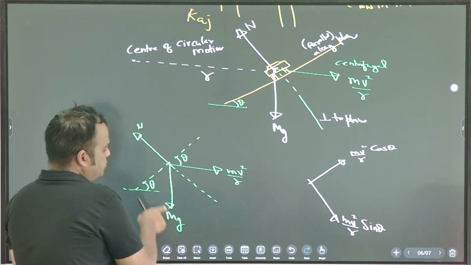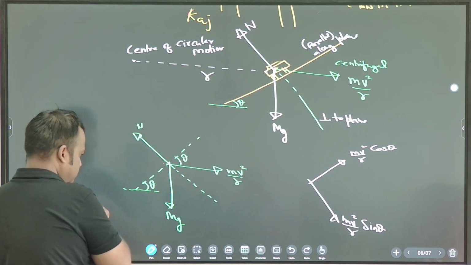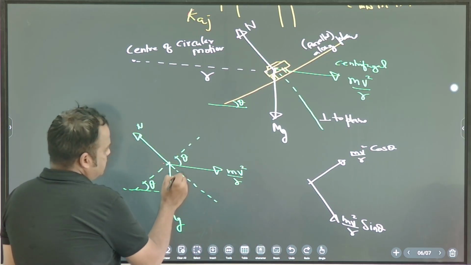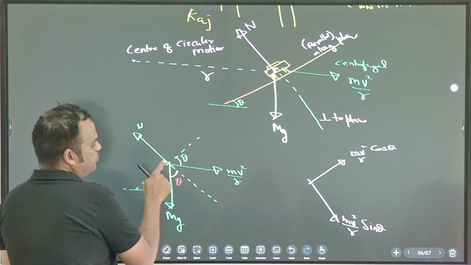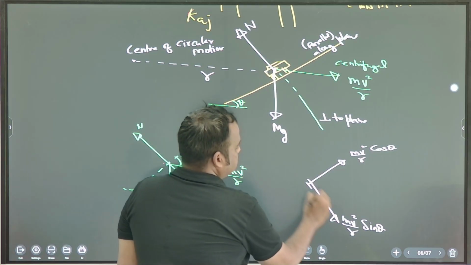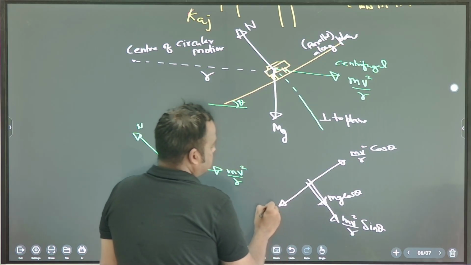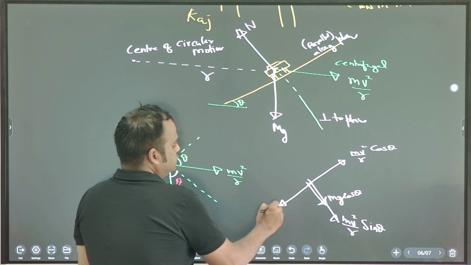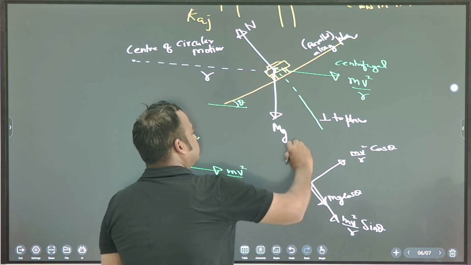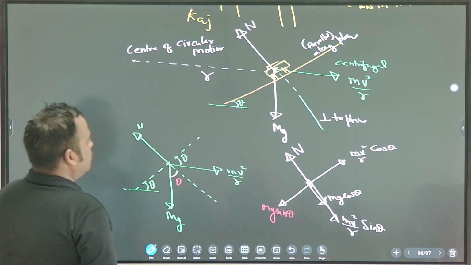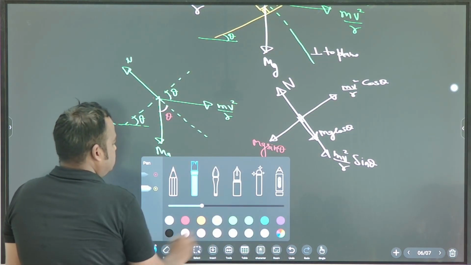Now break mg also. What is this component? And what is this angle? Theta. Okay. So this component is cos, this is sine. This is mg cos theta, mg sin theta. And this is normal. Are you getting it?